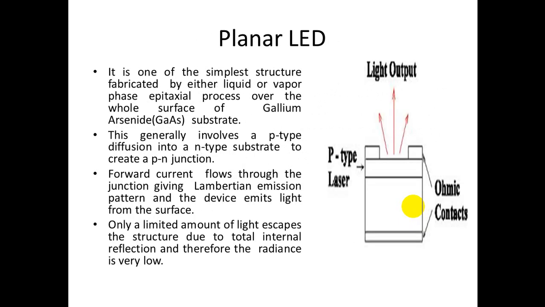The planar LED is the simplest of all the LED structures, which is fabricated by either liquid or vapor phase epitaxial process. Here a p-type diffusion into an n-type substrate creates a PN junction. Only a limited amount of light escapes the structure because of the planar structure of the LED, and therefore the radiance is very low.